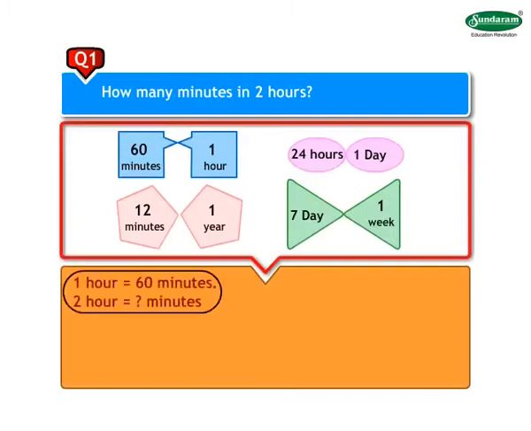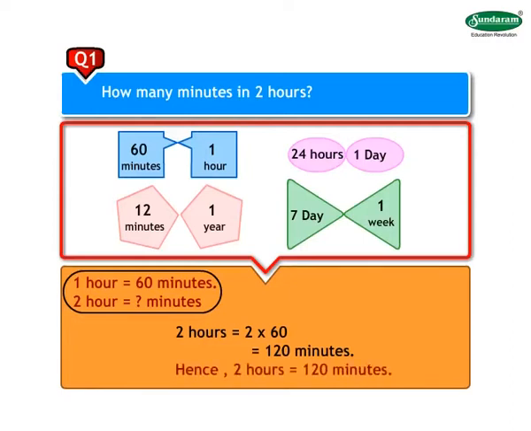Question 1. How many minutes in 2 hours? We know that 1 hour is equal to 60 minutes. But here, we want to find the minutes for 2 hours. We already know that when we have to find many from 1, we use multiplication. Therefore, 2 hours is equal to 2 multiplied by 60, which is equal to 120 minutes. Hence, 2 hours is equal to 120 minutes.